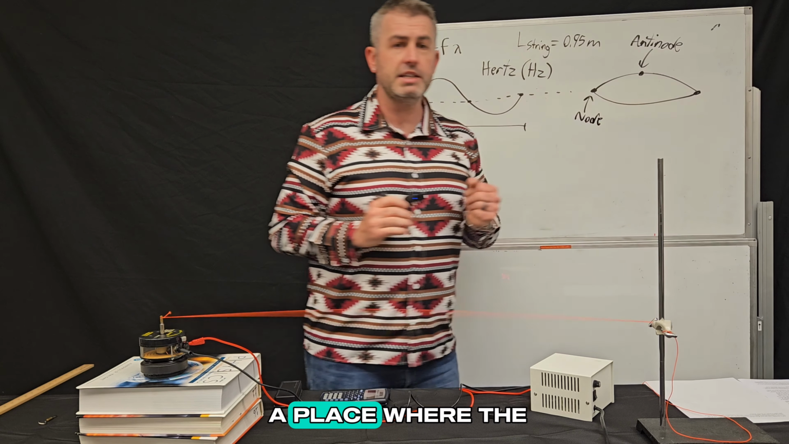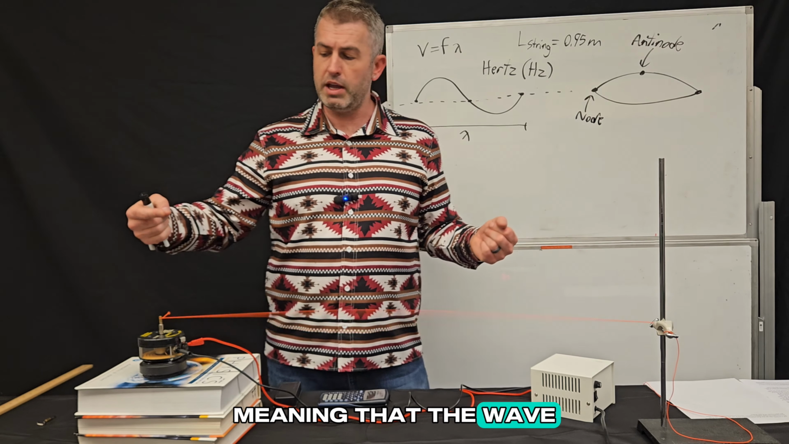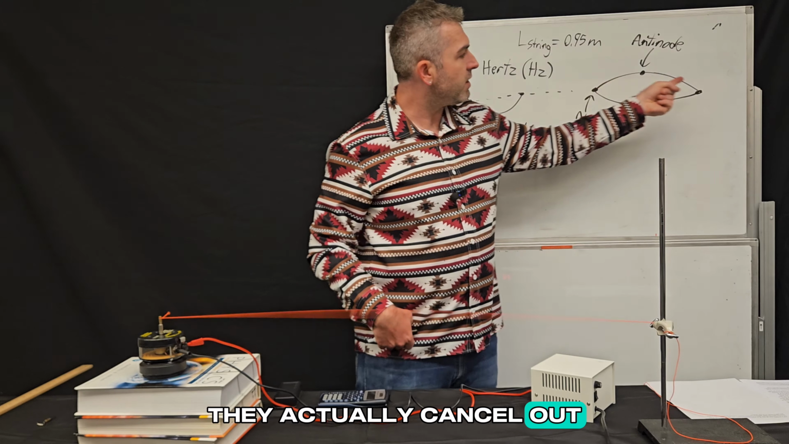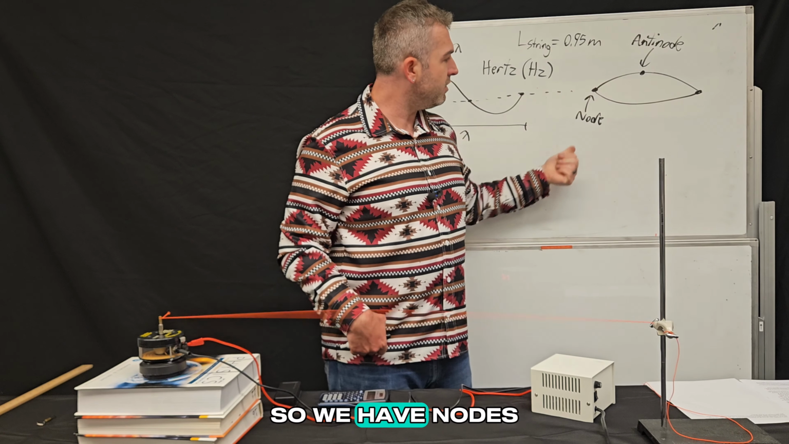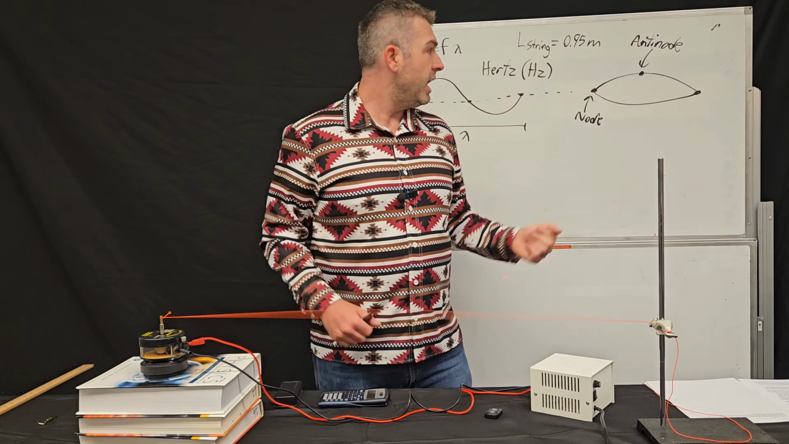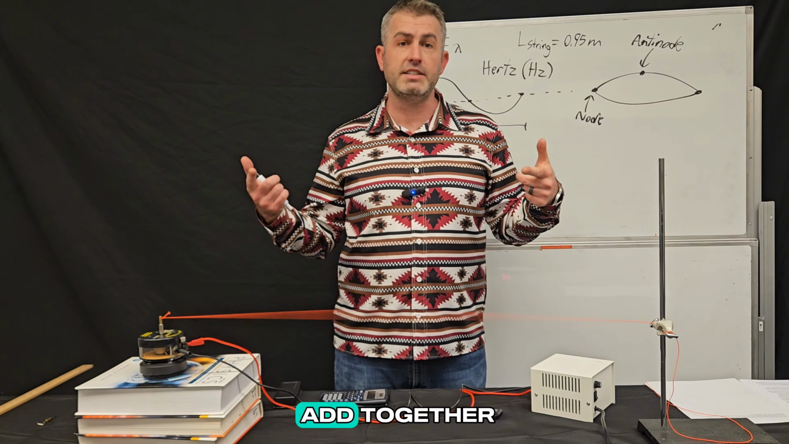And a node is a place where the waves are destructively interfering, meaning that the wave moving in this direction and the wave moving in that direction actually cancel out at the boundaries. Okay, so we have nodes, which are places of destructive interference where the two waves cancel, and we have antinodes, which are places of constructive interference where the two waves add together.